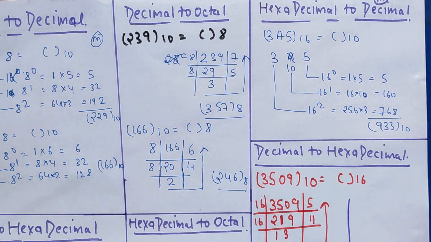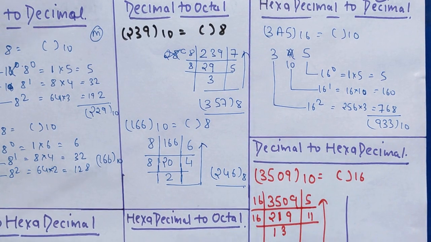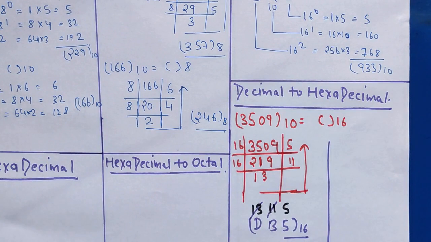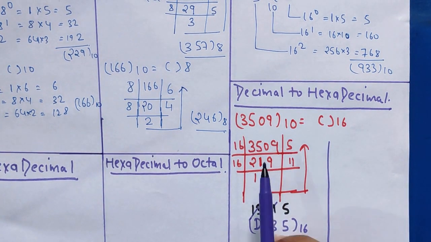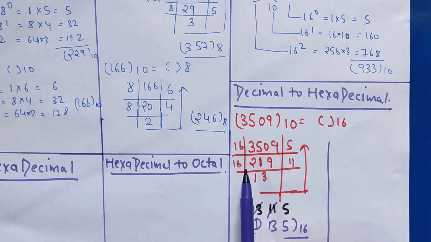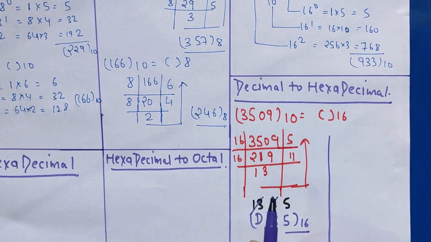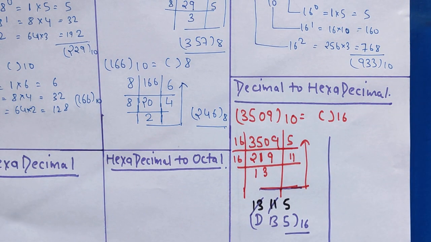Okay, so now let's take one more example. Okay, so this is your example. Again I will explain to you. When I divide by 16, it will be 219, then remainder will be 5, and when I divide by 16, it will be divided by 13, and remainder will be 11, and then division is not possible. So here I write from bottom to top 13, 11, and 5. And we know that we cannot write 13 in hexadecimal, so it is replaced by D, and we cannot write 11, it is replaced by B, and 5 we will write 5 as it is.